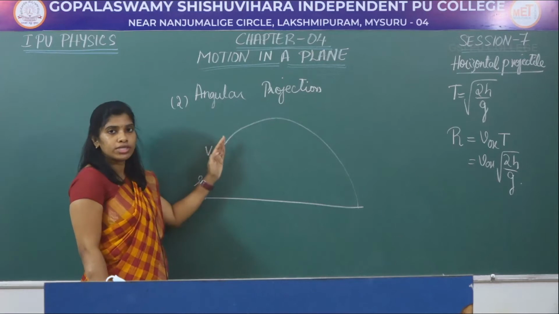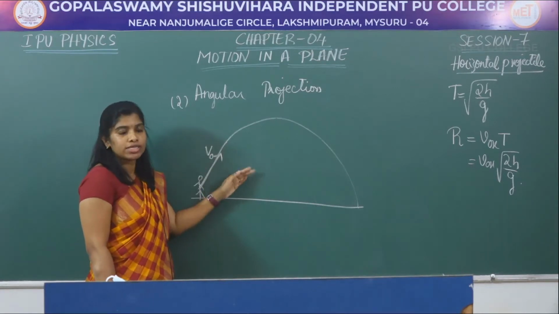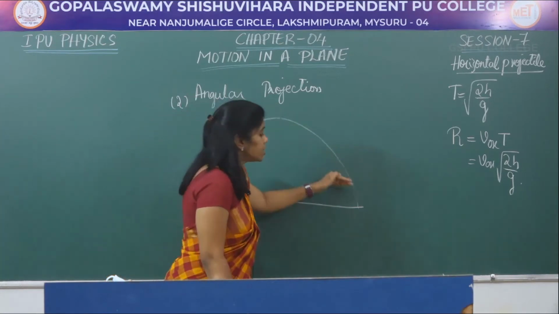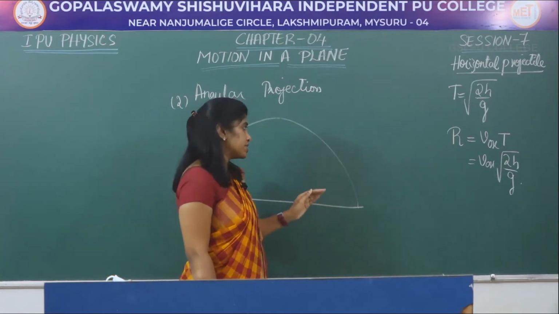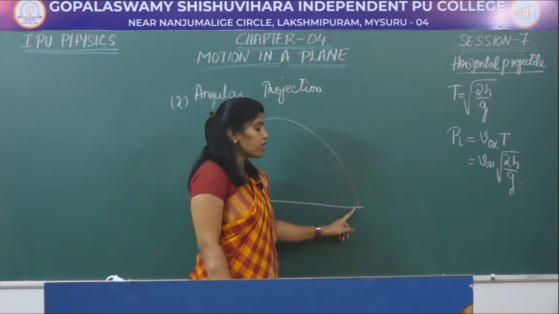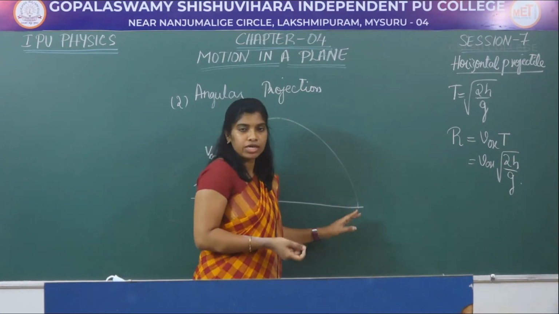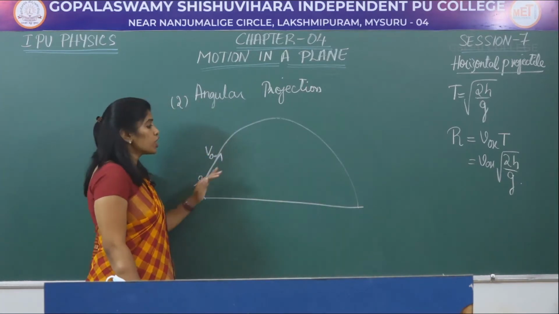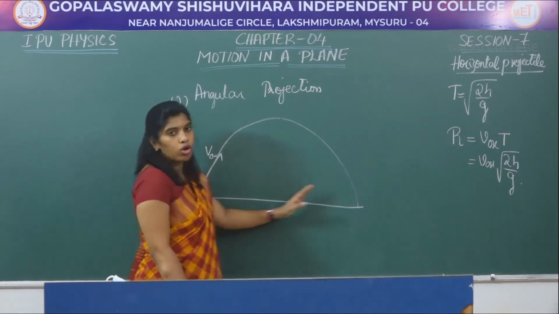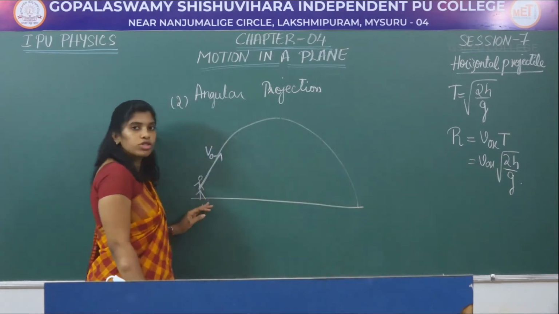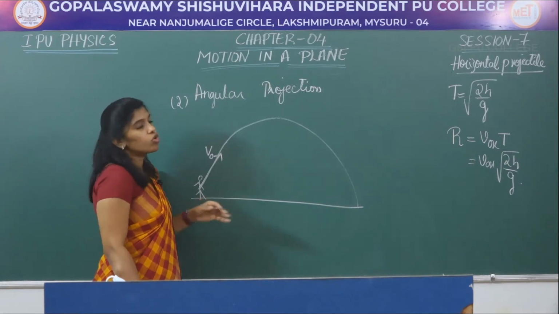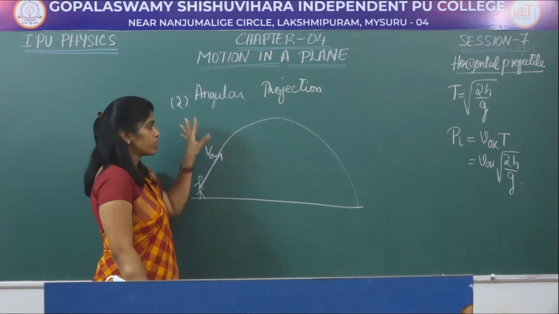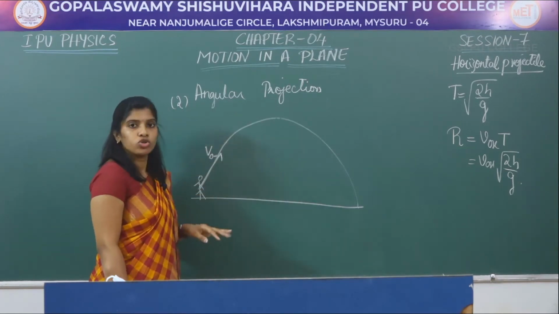As the projectile goes up, the vertical component of the velocity decreases and becomes 0 at the highest point, and as the projectile comes down, the vertical component of the velocity increases, and finally the projectile reaches the ground. And what about the horizontal component? The horizontal component will remain the same throughout, as there is no horizontal force acting on the projectile. We have also derived the time of flight, horizontal range and maximum height for this case. So let us first write down all those formulas.